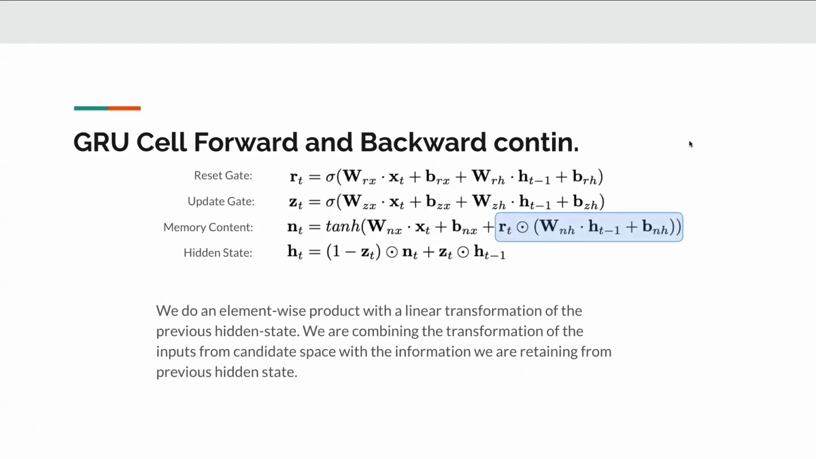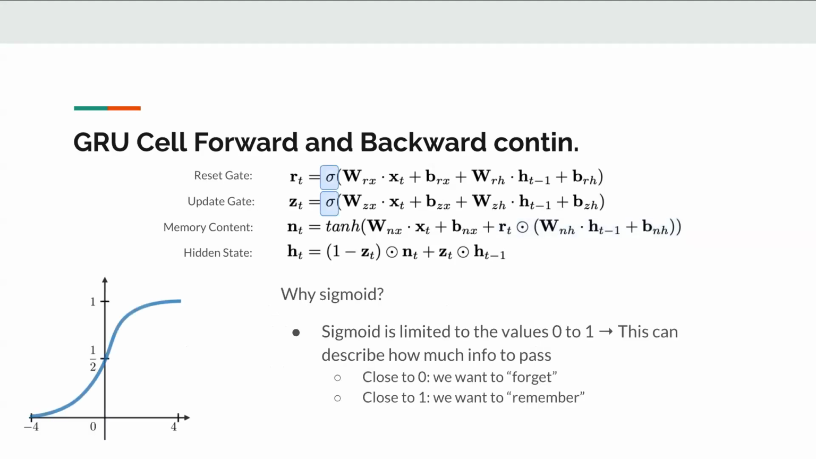Yeah. So in the reset and update gate, we use the sigmoid as the activation function. The reason why we use a sigmoid activation function is because it's limited to values between 0 and 1. And these values intuitively can describe how much information to pass to the next state. So if the value is close to 0, we'd want to forget, and if the value is close to 1, we'd want to remember. That's how I intuitively interpret it.